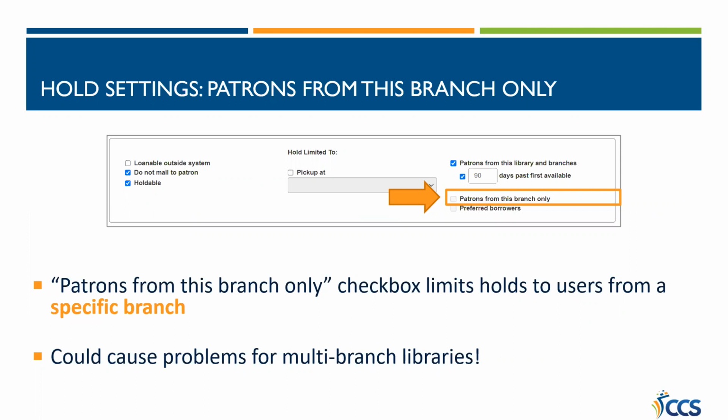The first one is the patrons from this branch only checkbox. This checkbox will only allow the item to fill a hold for patrons registered to that exact branch. So, before we were talking about Palatine, if the item has a branch of Palatine Rand Road and this checkbox is selected, it will not fill a hold for a patron registered to Palatine Main, right? Different branches. So in order to prevent issues with multi-branch libraries, that's why we use this top setting here, patrons from this library and branches.